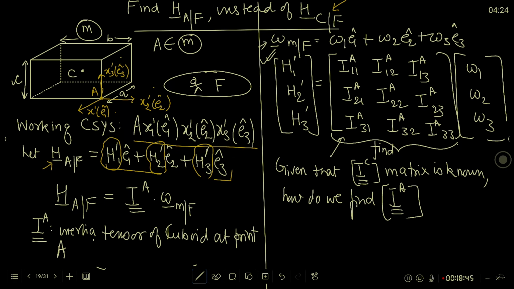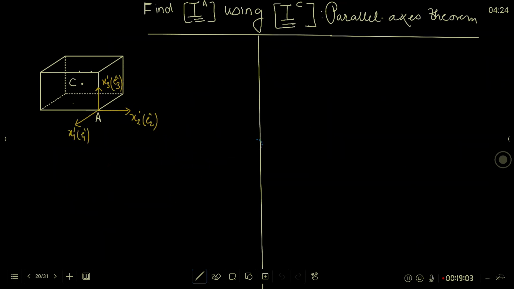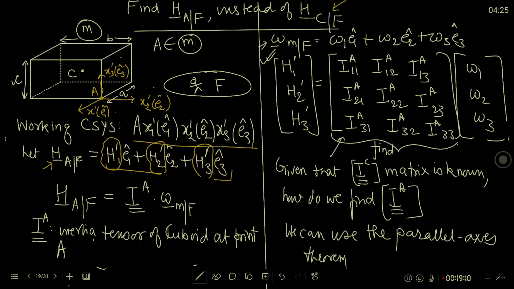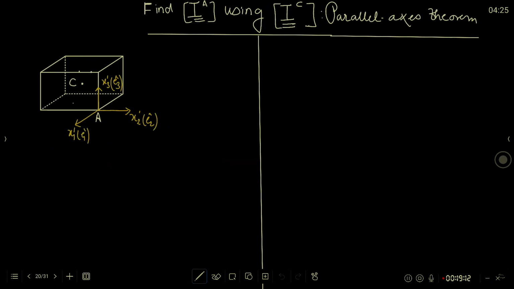We can use the parallel axis theorem. Let us use the parallel axis theorem to get IA, the matrix IA.